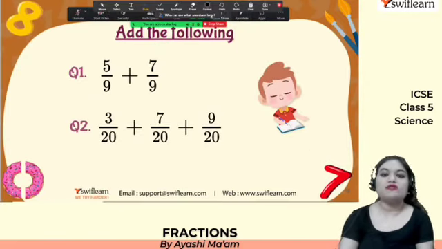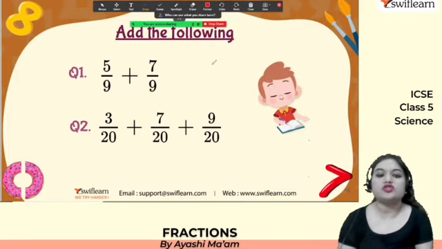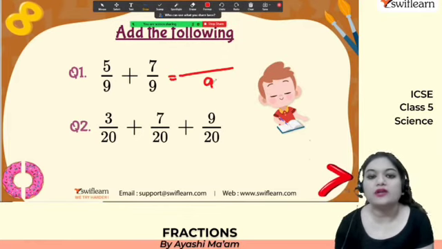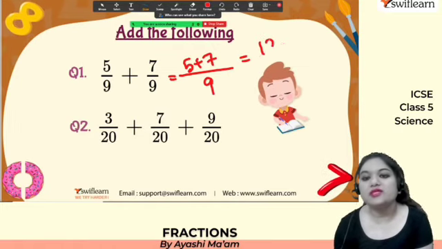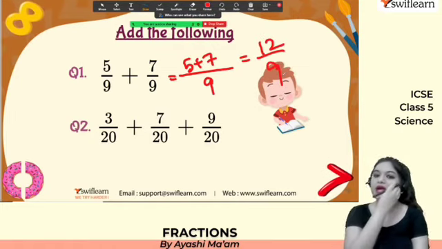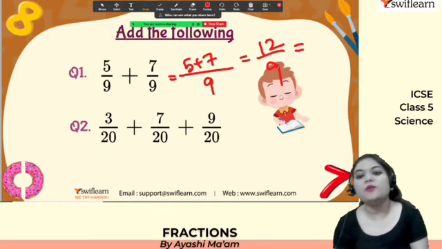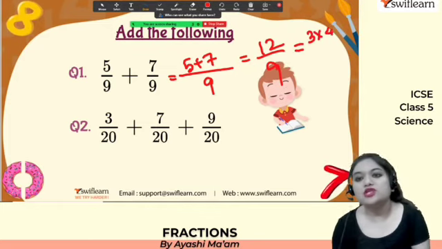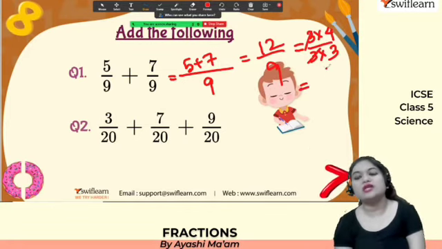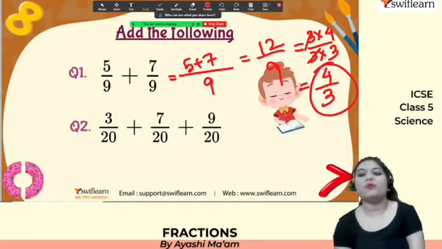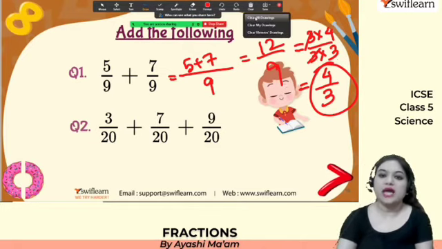So let's solve these. Coming to the first problem, question number 1, what will happen? Denominator is 9 and 5 plus 7. That means 5 plus 7 is 12, 12 by 9, right? Answer will be 12 by 9. You can also reduce it into the simplest form. So 3 4s are 12 and 3 3s are 9, right? So you can cancel out these two 3s and you will get the answer as 4 by 3. 4 by 3 will be the answer.